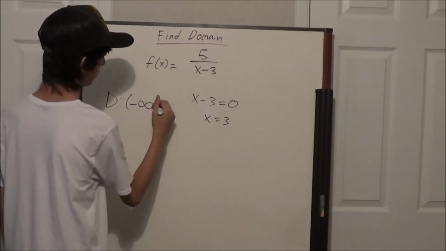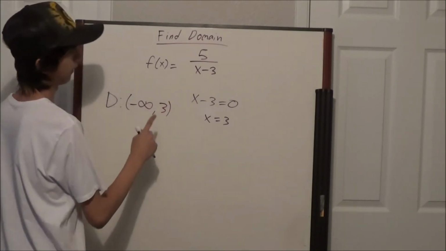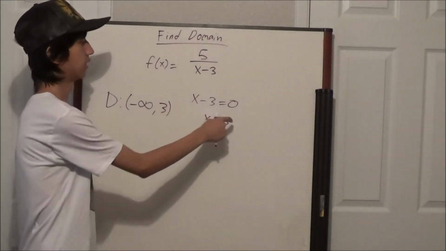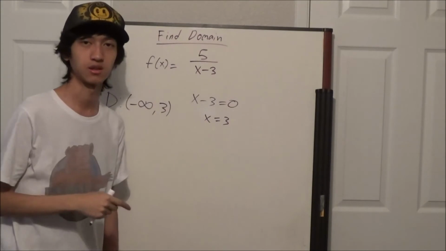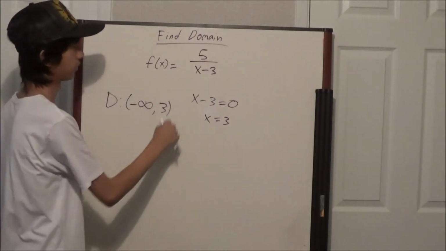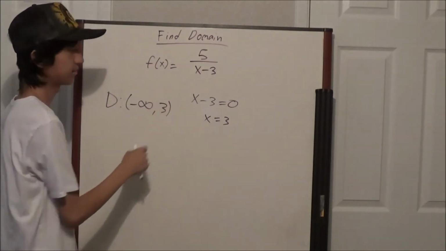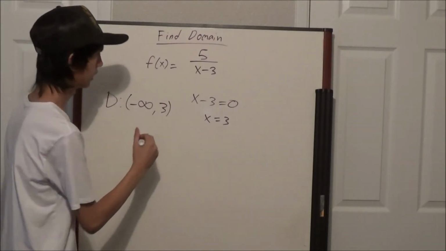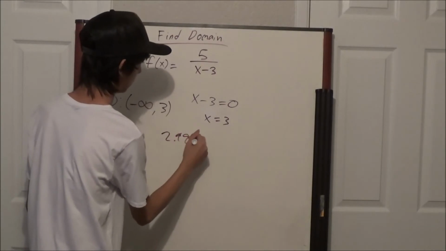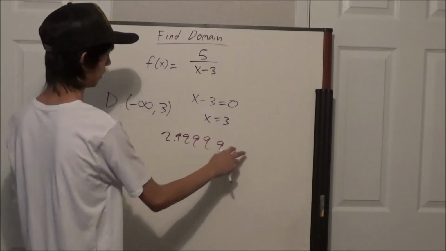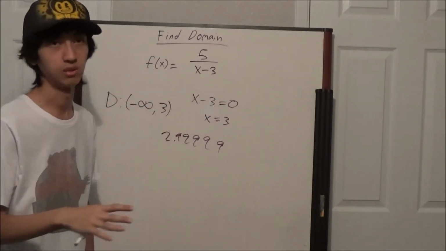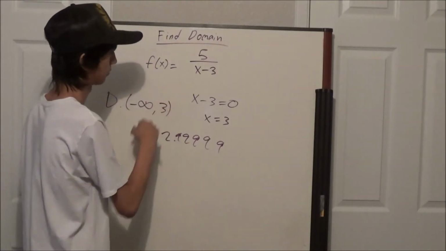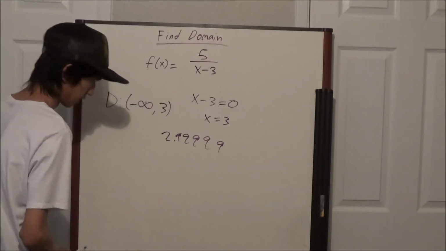Negative infinity to 3. Now, you cannot plug in 3, because that's going to cause it to be 0. So instead of putting a bracket, we put parentheses. What this means is that it could be any number close to 3, like 2.9999999 something. Plug it here, and it won't be 0. You see what I mean? So anything close to 3, that's what that parentheses mean. Okay?